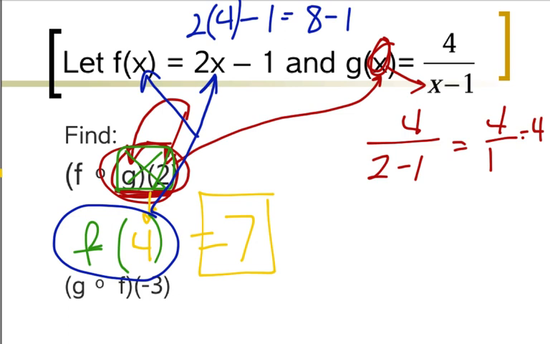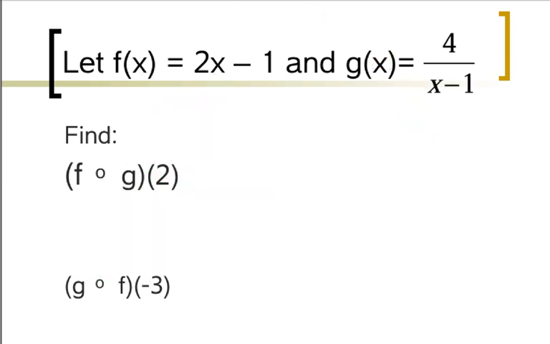So let's try another one. Maybe you've heard of this called FoG, because it looks like it says FoG. And this one maybe you've heard of as GoF. If you've heard it before, that's fine. If you haven't, no big deal. But that's what we're doing. It might have been more complicated last time we did it. Maybe it feels complicated now.